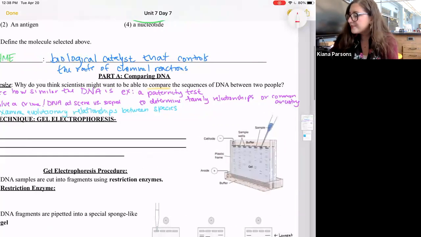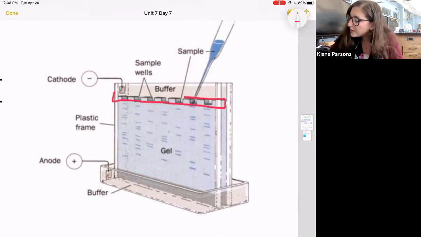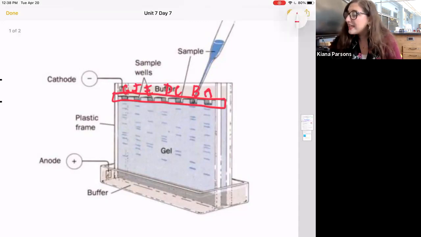So we can see over here, this is an example of how gel electrophoresis happens. We can see there is a DNA sample that's being put into a well. These are the wells where the samples are placed. So we might have sample A, B, C, D, E, F, and G, and we're going to be comparing them to each other. So we have the side where the DNA is placed. Up here, this has a negative charge, and DNA is naturally negatively charged.